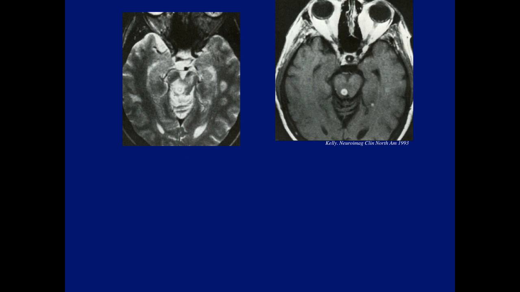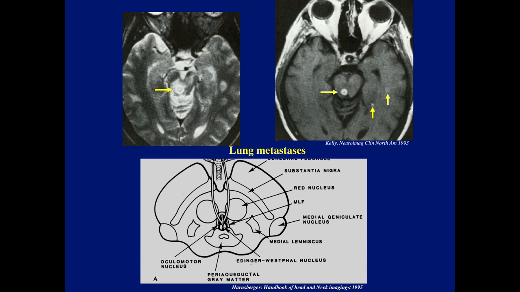Another cause here? Anybody? Correct. As Eric said, this was lung metastases. See the round target lesion in the area of the nucleus. Patient again presented with third nerve palsy, and we see other metastatic lesions.